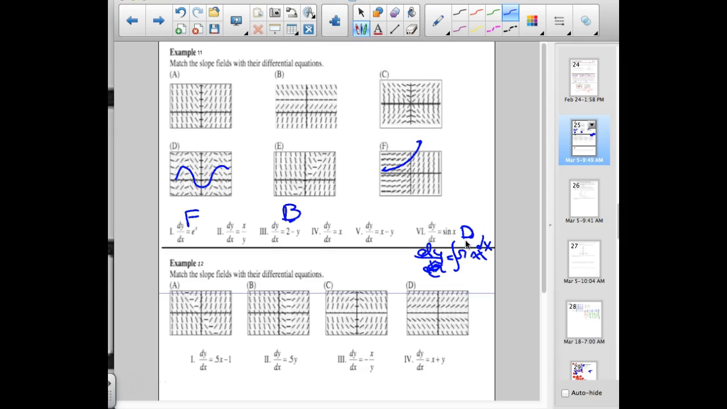So this one's the next easiest one right here, because that has to have vertical symmetry. Plus, I know that if its derivative was linear, what was the original? Yeah, parabolic. The only one that looks like a parabola is A, so that one fell out nicely.